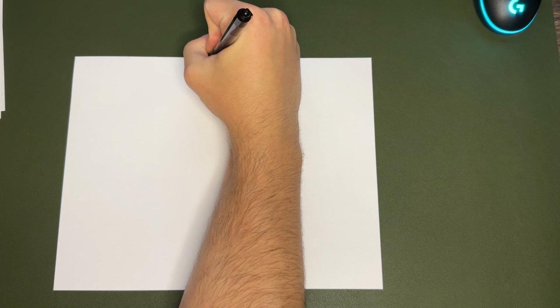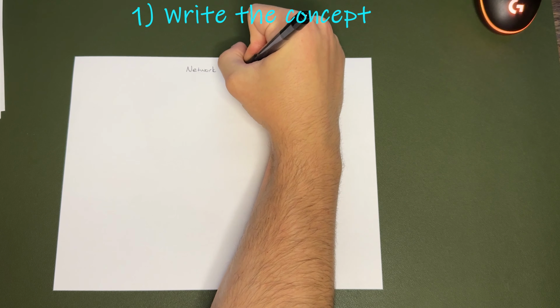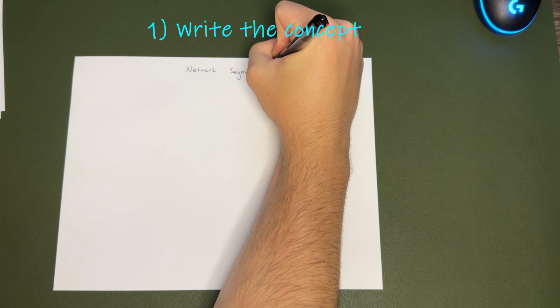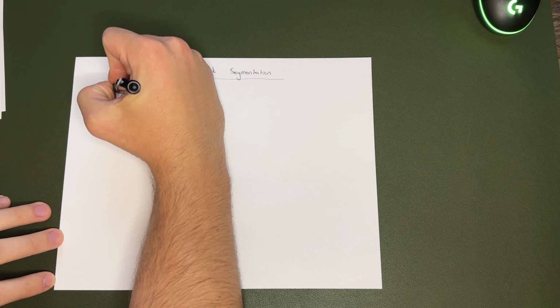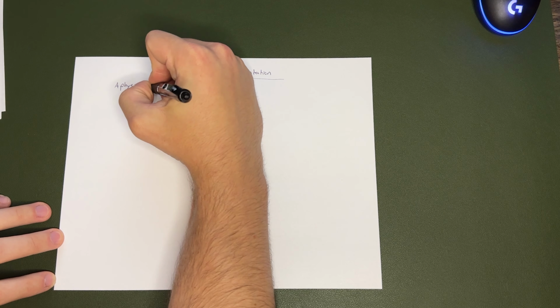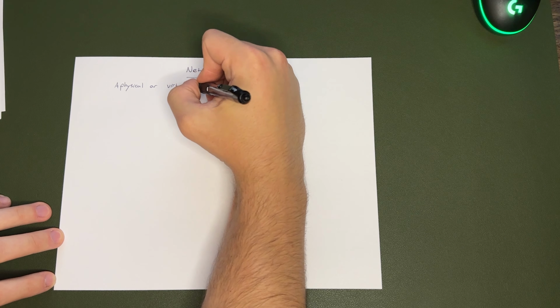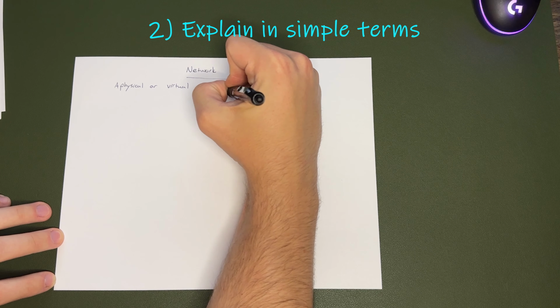So there are 4 steps to the Feynman technique. Step 1 is to take a piece of paper and just write the concept you want to learn. Here we're going to use an example I did when studying for the CompTIA Security Plus exam. The topic I chose in particular is network segmentation.